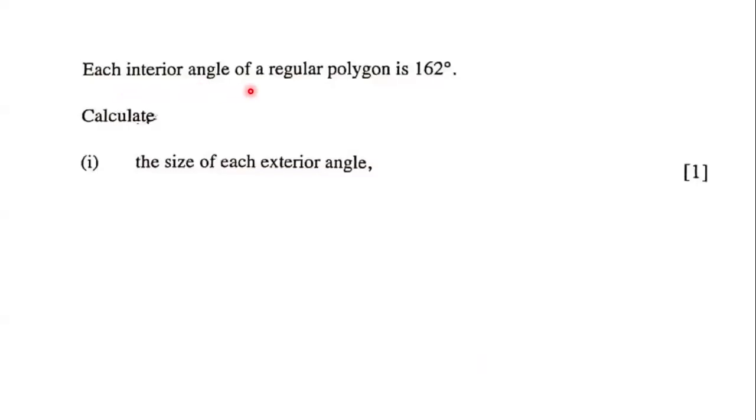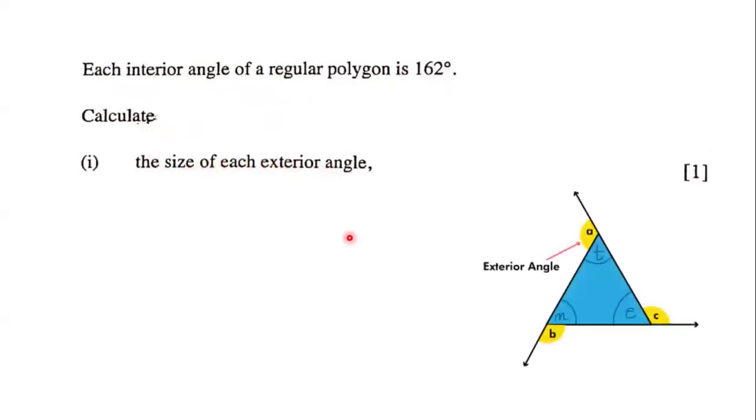Each interior angle of a regular polygon is 162 degrees. Calculate the size of each exterior angle. Let's look at the shape.